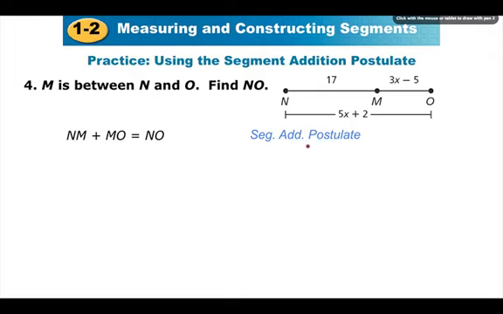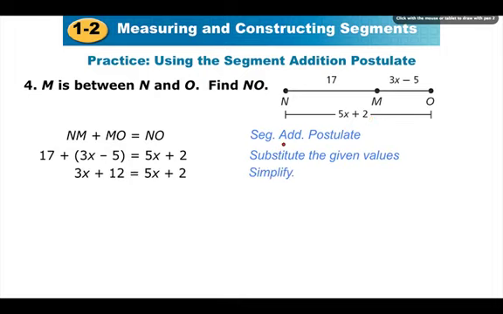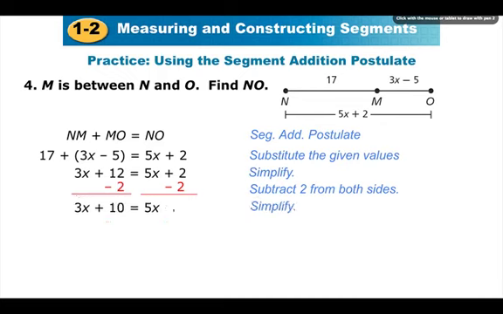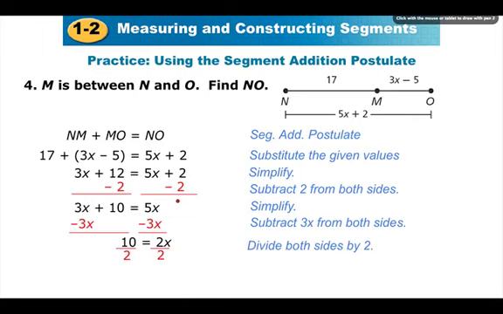Applying the postulate, the next thing is basically to substitute. NM we know is 17, MO is 3x minus 5, the whole thing is 5x plus 2, and we're going to do a little bit of algebra here. I'm just going to go a little bit fast with this. Combine like terms on the left-hand side, take away 2, simplify, take away 3x from both sides, 10 is equal to 2x, divide both sides by 2, and you end up with x equals 5.